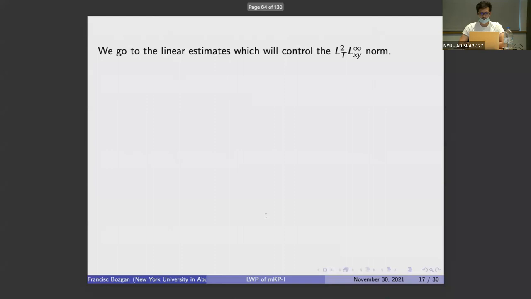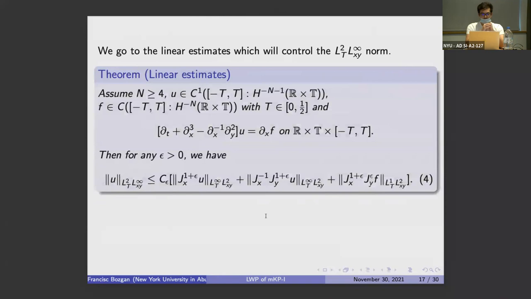Okay, using these Strichartz estimates, now we can get some linear estimates to control the L2 in time, L infinity in x norms. So if we apply the KP linear part to a function u that is suitably chosen, and this is equal to d/dx of f, also for a good f, then we get from the Strichartz estimates these linear estimates, where we can bound the L2 in time, L infinity in space norm of u. You see here that in order to bound this, we require 1 plus epsilon derivatives in x and 1 plus epsilon derivatives in y.